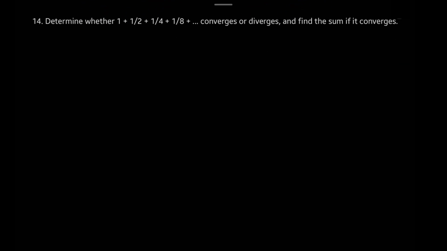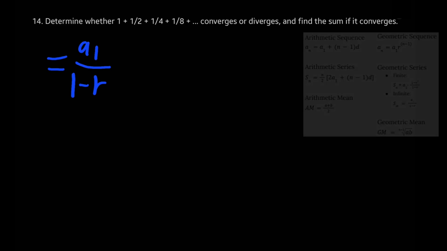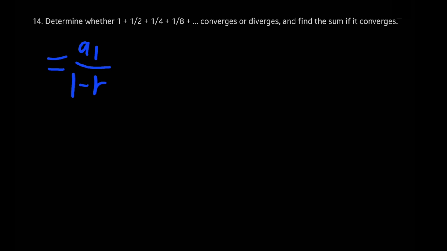Moving on. Now here we have the one that I mentioned earlier. Determine whether 1 plus 1/2 plus 1/4 plus 1/8 converges or diverges. We use the formula a sub 1 over 1 minus r. Quite similar actually to the finite series, except you don't have n because it's infinity.